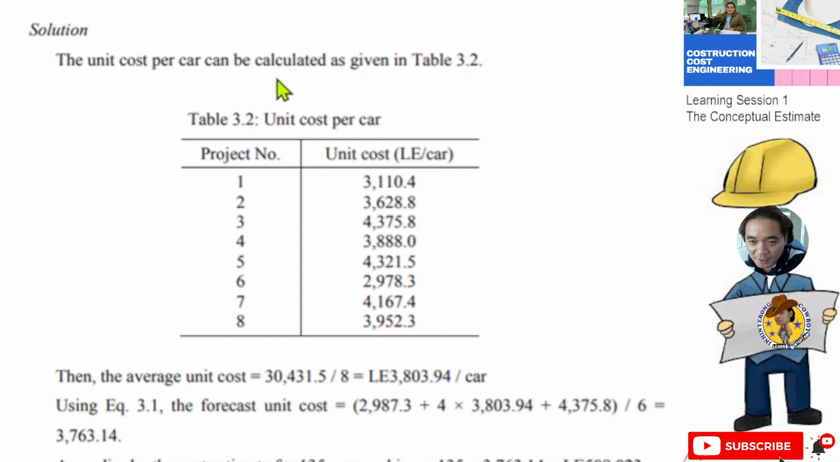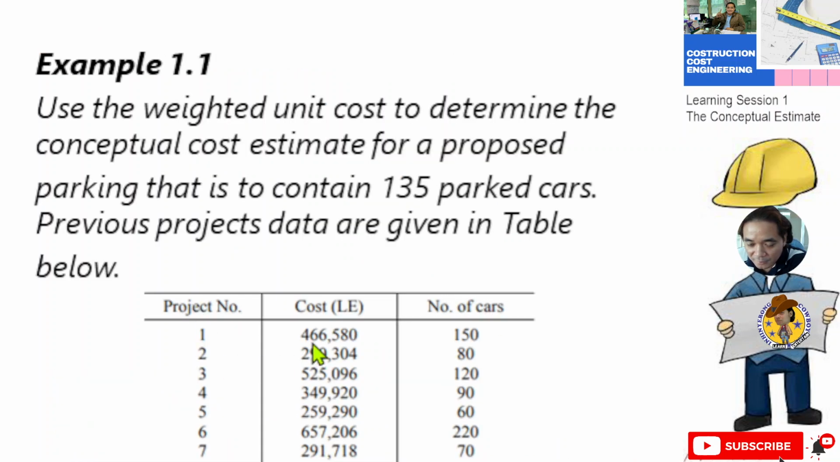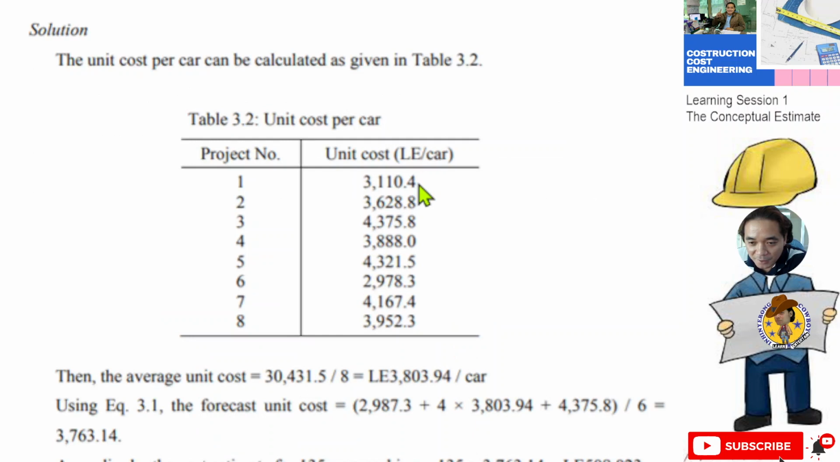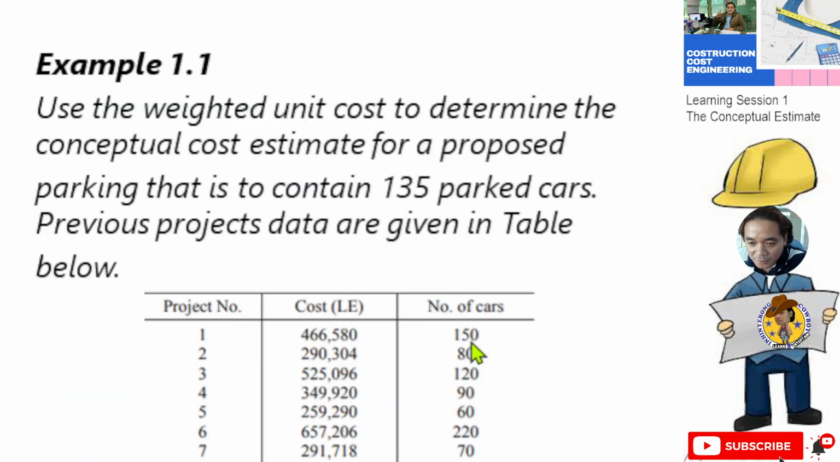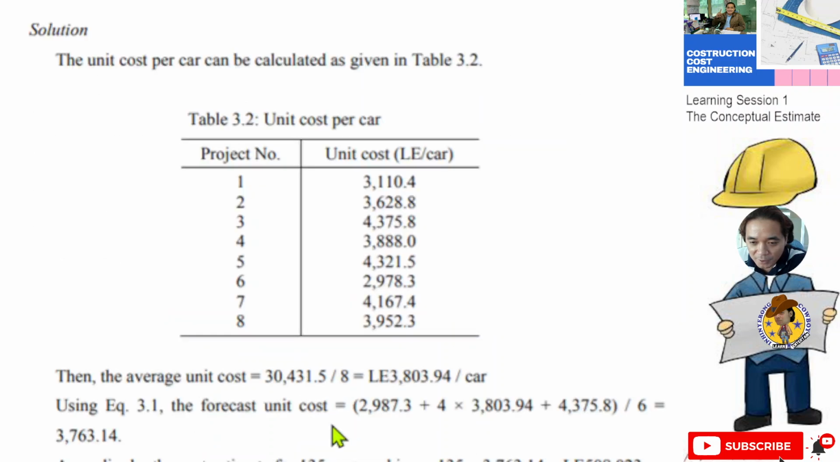The unit cost per car can be calculated. This is the table. Here you can see 3110.4. To get this, you take the cost and divide it by the number of cars. For 466580 divided by 150, the answer is 3110.4. You can do that until the 8th project. Because you are dividing the cost by the number of cars, you get the unit cost per car. So this is now our data.